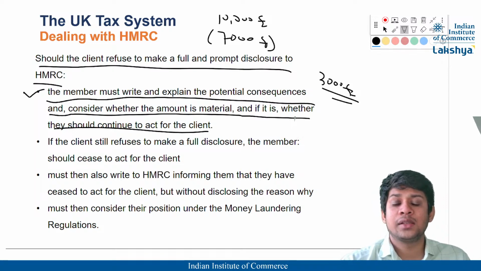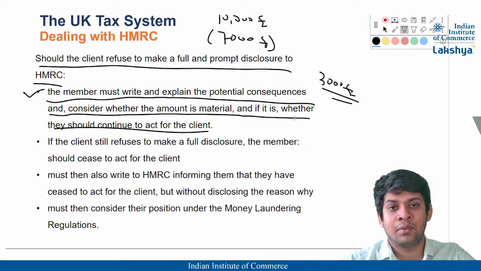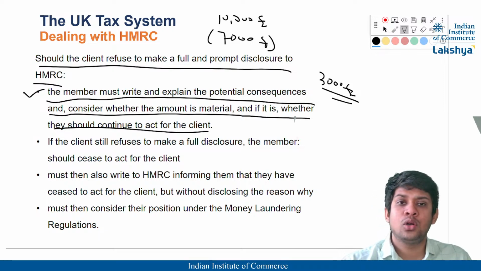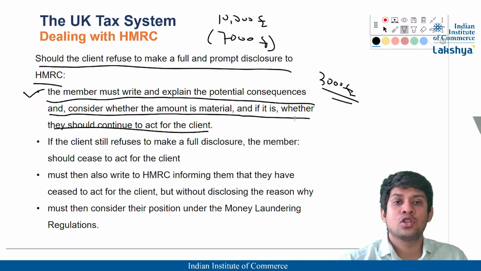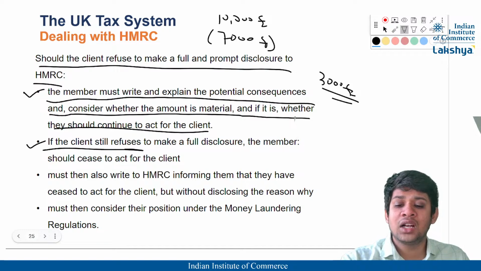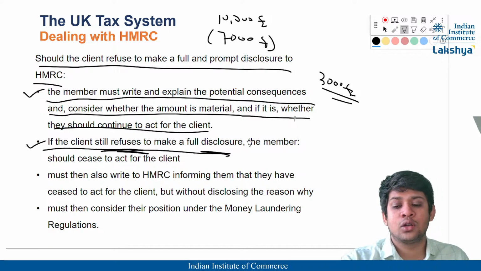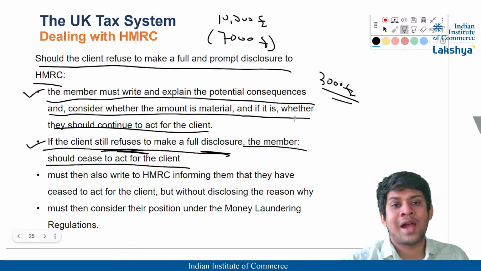Correct? So, guys, technically this is material to his income, right? It is affecting his income a lot and obviously the tax liability accordingly. So, I should notify the client that you're actually not disclosing some of your incomes; your total income is way higher than £3,000. It is actually £10,000. So you should first explain to your client. And if the client still refuses to make that disclosure, the member should cease to act for the client.